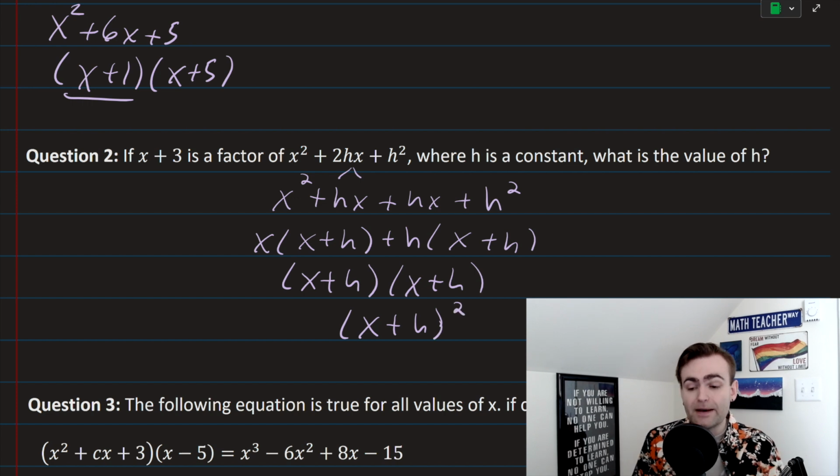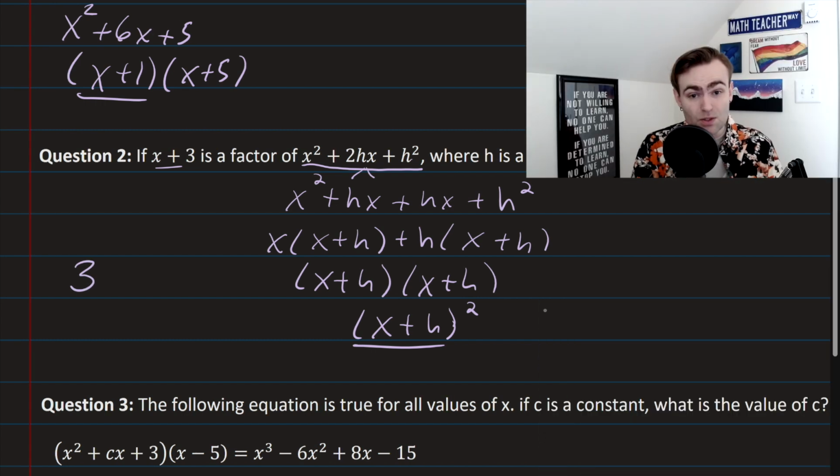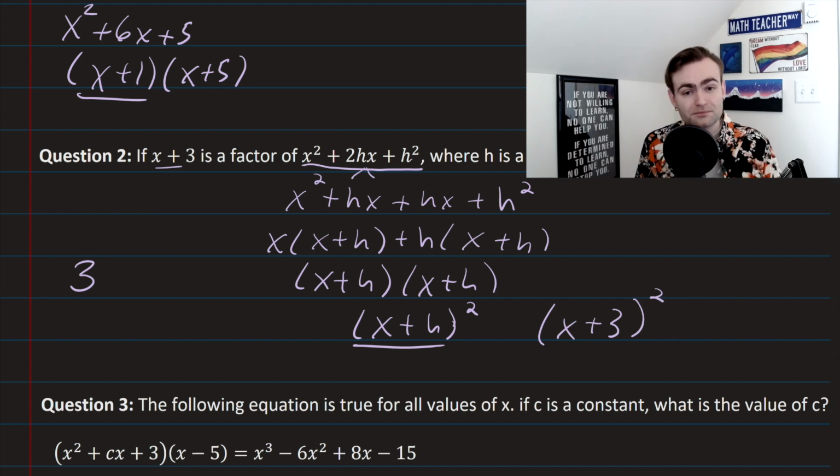Now, if you recall from one of the prior videos, one of our special factoring techniques is if I see this is 2 times the square root of this, which is h, then I know that this is going to factor into a square. So if x plus 3 is a factor of this, and all the factors are squares, what is the value of h? Well, h has to be 3. The only way for this to work is for this to be x plus 3 squared. There we go.